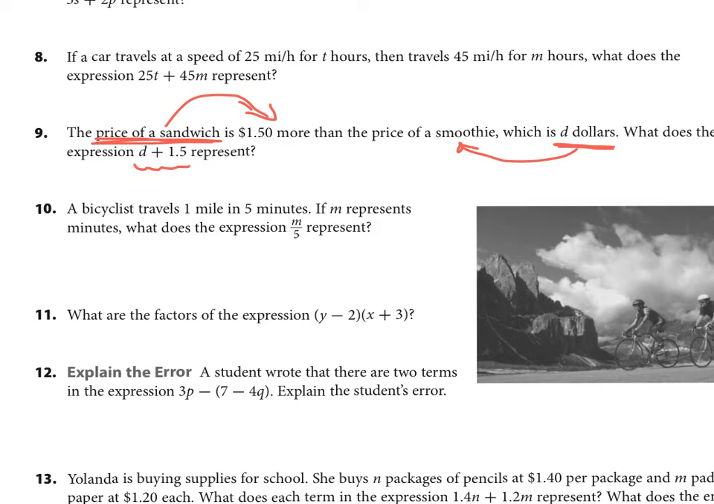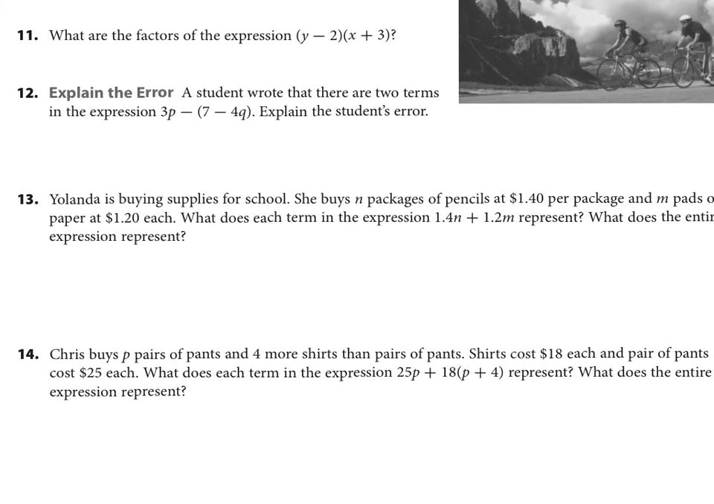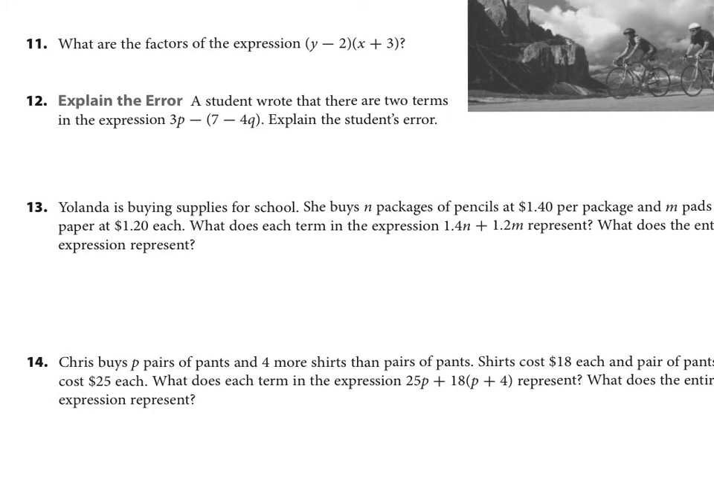Okay, let's continue on. We're going to skip down here to number 12. It says explain the error. I like these problems a lot. It says the student wrote that there are two terms in the expression. Explain the student's error. Well, if you actually do distributive property, if you think of this as -1 and you do distributive here, then you get 3p minus 7 plus 4q. Well, then there's actually 3 terms in the expression.